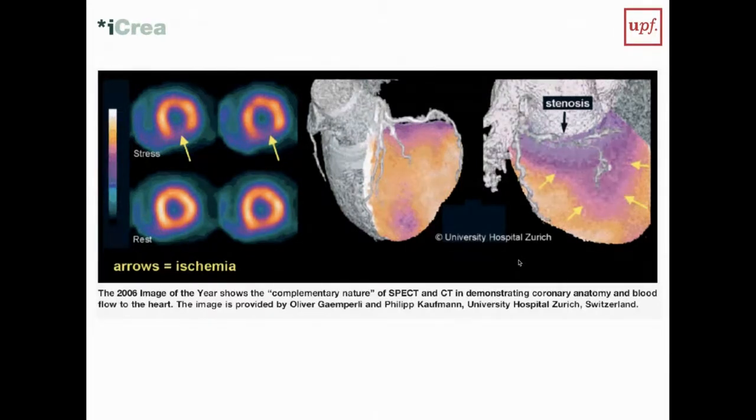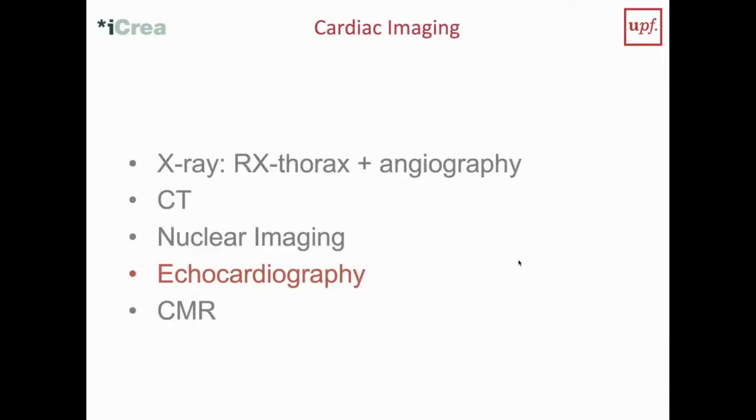But as I said before, this is only used limitedly currently in cardiology. Nuclear medicine is much more for brain imaging and, for example, oncology, tumor imaging. That's the biggest application.